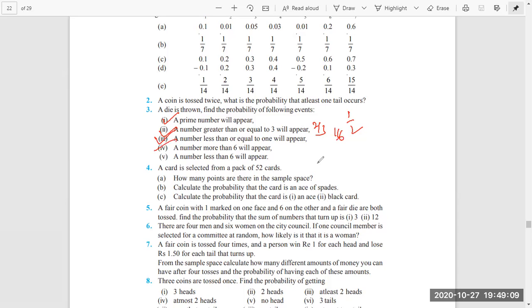Fourth, a number more than 6, that is the null set, so 0. Fifth, a number less than 6 will appear: 5 by 6.